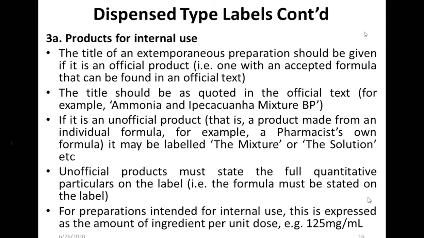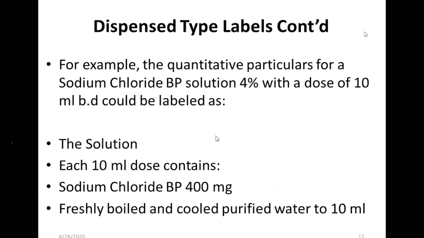So the strength can be stated as this. For example, 125 milligram per mil. We don't show the paracetamol syrup 20%. It's us who understand the 20%. Other people don't understand. As we know, 20% means 20 grams per 100 mils. Other people will not understand that. So all that information must be put on the label.